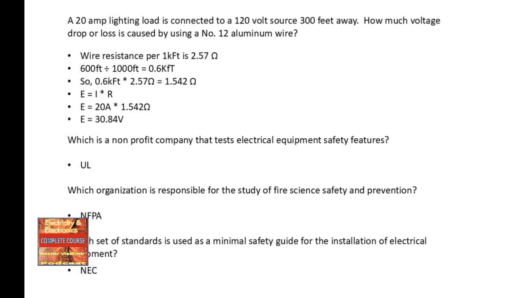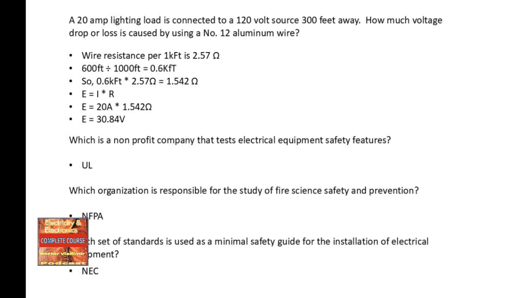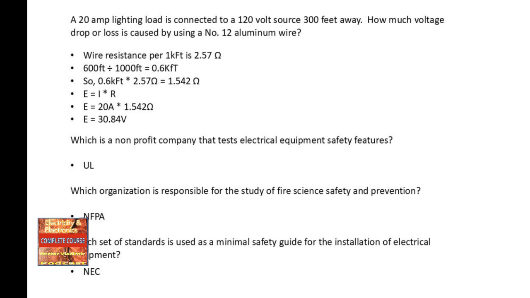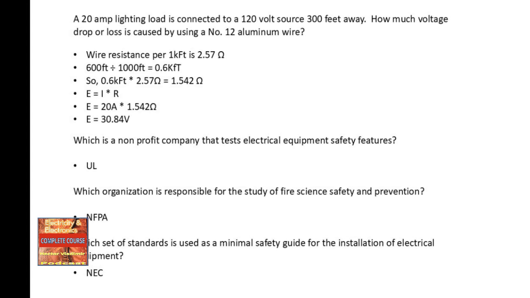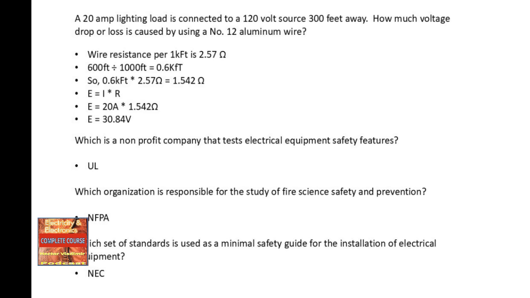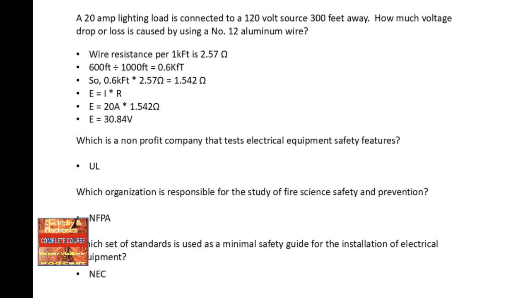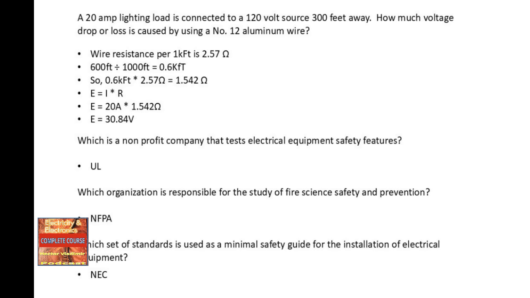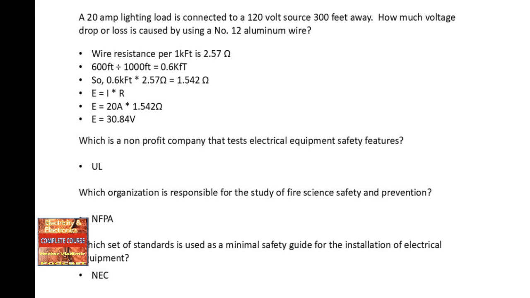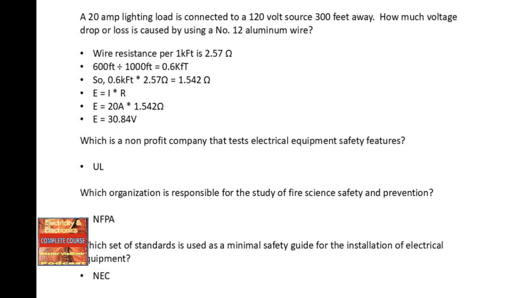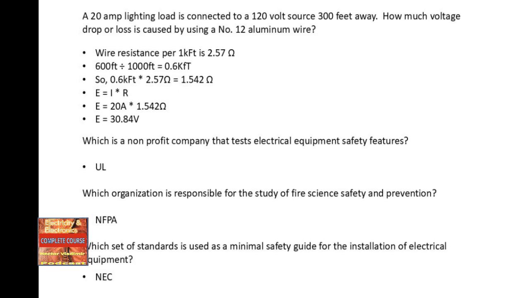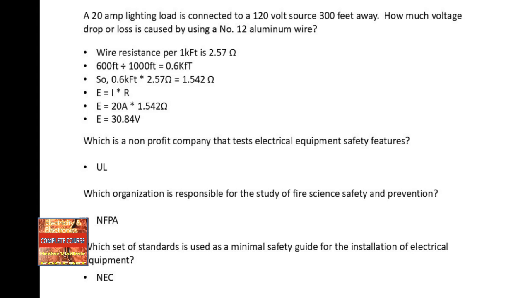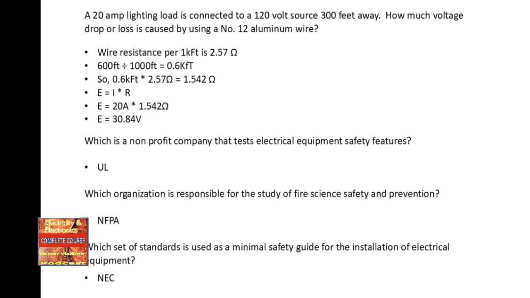And after that, you can write Ohm's law. Voltage equals current times resistance. Again, you should know this. You should recite this in your dreams. So you get voltage equals 20 amps, it's given above for your load amperage for the lighting, multiplied by your resistance for 0.6 kilo feet, which is 1.542 ohms. Multiply those and you get 30.84 volts. And that is your voltage drop.